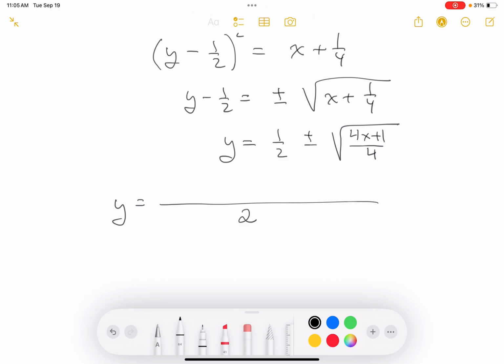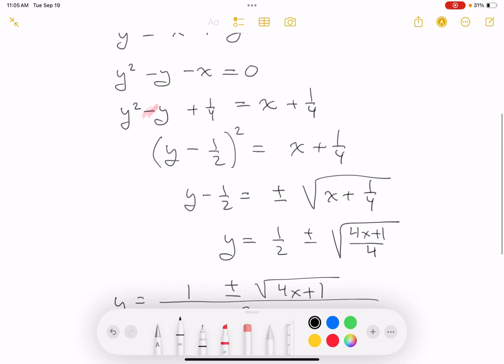So now I kind of see it. It's going to be 1 plus or minus, and that's going to be 4x plus 1. And again, as it stands, it looks bizarre. I mean, what do you do with this? I got two different answers over here.